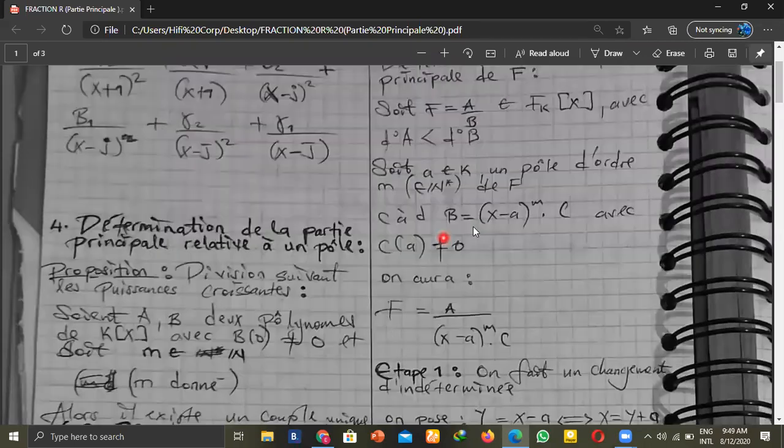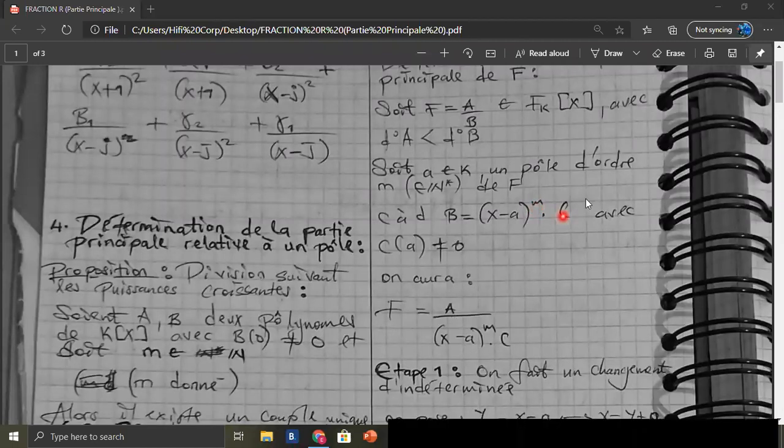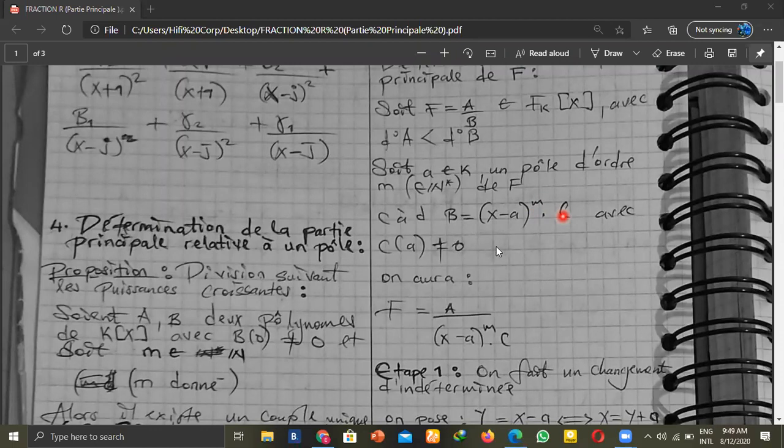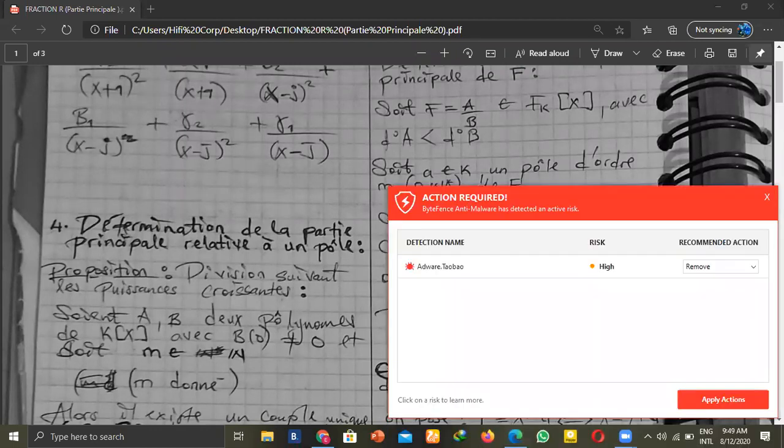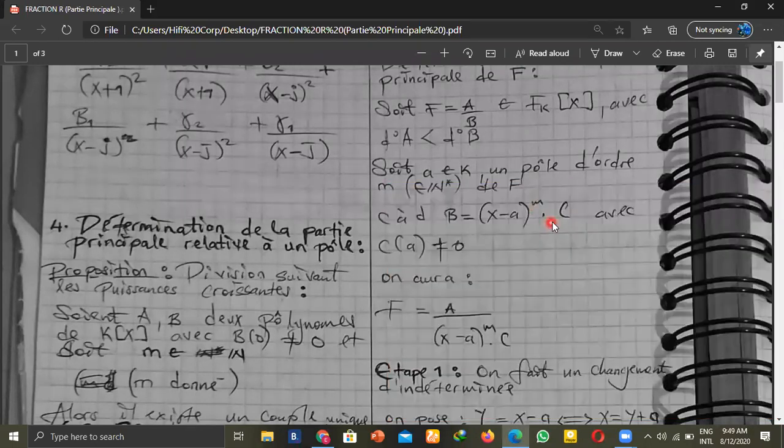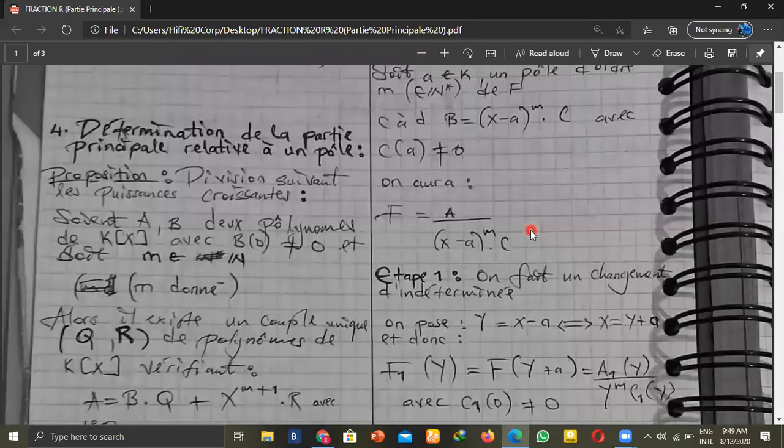C'est-à-dire b est égal à (x moins a) d'ordre m fois c. c is our polynomial which will be dividing a. It's the polynomial c, not this polynomial. As we go down, you are going to see what I mean. So we've got this here. What are we going to do? This is the step. So our f is equal to a over (x minus a)^m times c. So c is another polynomial.